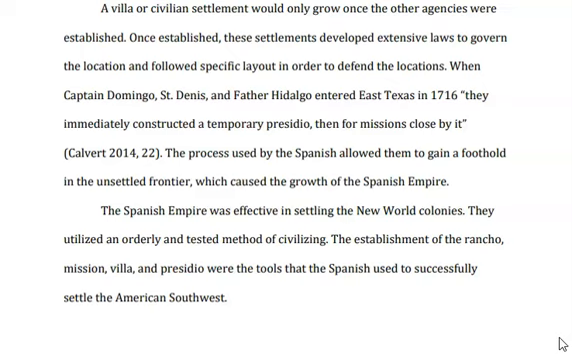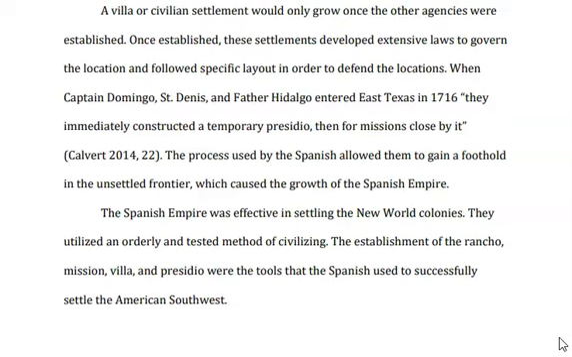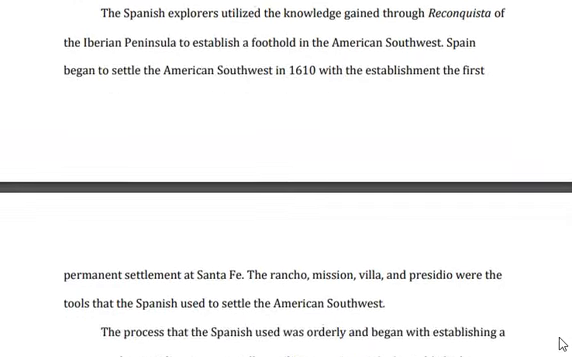The Spanish Empire was effective in settling the New World colonies. They utilized an orderly and tested method of civilizing. The establishment of the Rancho, Mission, Villa, and Presidio were the tools that the Spanish used to successfully settle the American Southwest. And so this is the format that I would like you to answer your essay in.